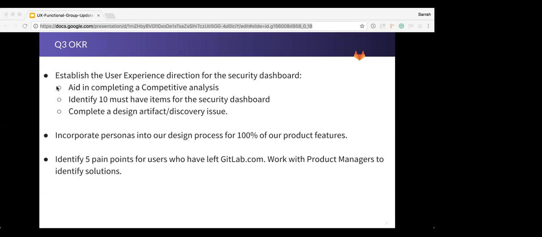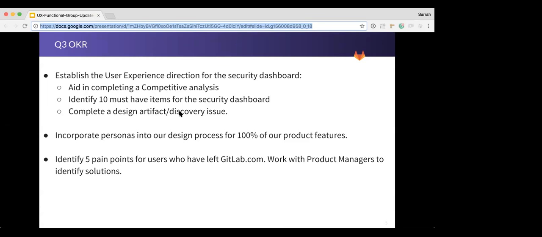And for the specific OKRs for UX research, really looking to, one, incorporate personas into our design process for 100% of the product. We have not updated our user personas in quite a while. I think we just recently did some research for an operations manager persona, which we're adding in, but there's quite a few others coming up, security being one of them. So we want to do kind of an inventory and make sure that we're addressing this across the board.